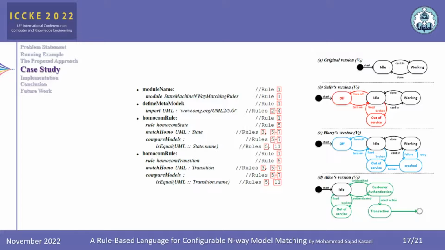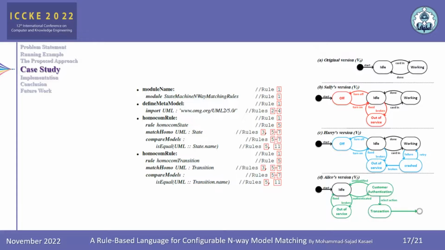And we evaluate the applicability of the proposed formalism via a descriptive case study. We consider an ATM system that provides banking services for the users. This figure illustrates the original version of the UML state machine as well as the 3 derived versions created by 3 modelers. The original version consists of 2 states named idle and working and 2 transitions named card in and done. The modifications of each modeler are indicated in red, blue, and green colors.